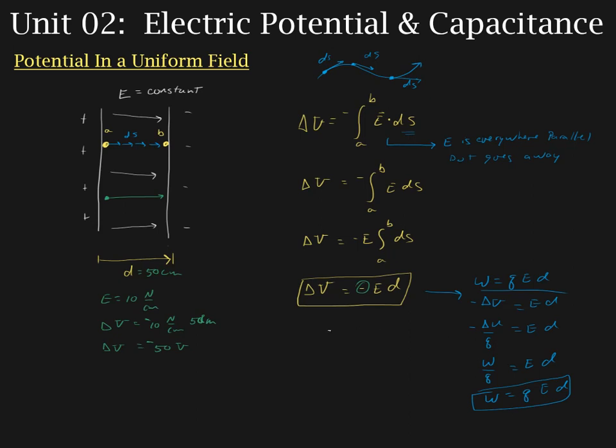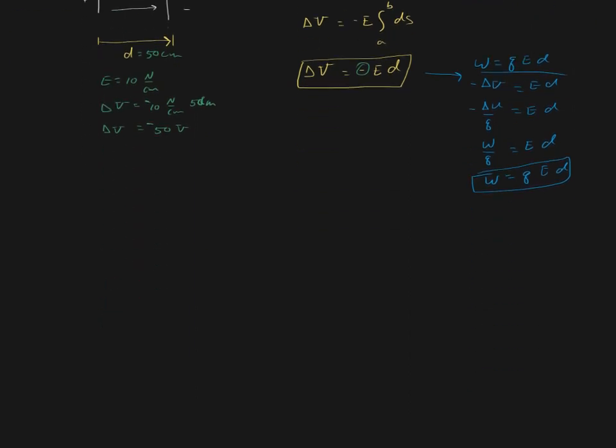Now the next thing I'm going to do with this equation is solve it for E, and the reason for that is we end up with another relationship which may not be obvious at the outset. So in solving this for E, we end up with minus delta V over D. And this is sometimes called the potential gradient.